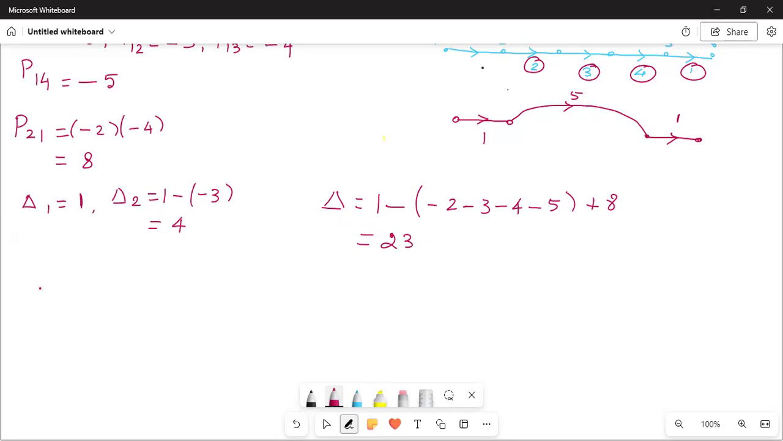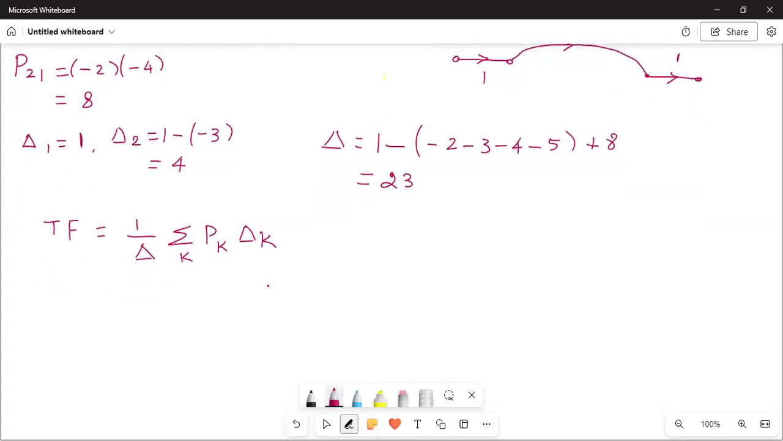Now I'm going to find out the transfer function using Mason's gain formula. So transfer function is equal to 1 divided by del, summation k, Pk into del k. So this is the formula, Mason's gain formula. So here we are having total number of forward paths as 2 paths. So therefore I can write 1 by del into P1 del 1 plus P2 del 2. Just you have to substitute the values.